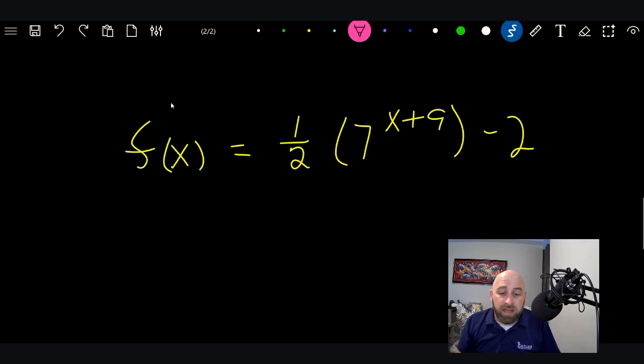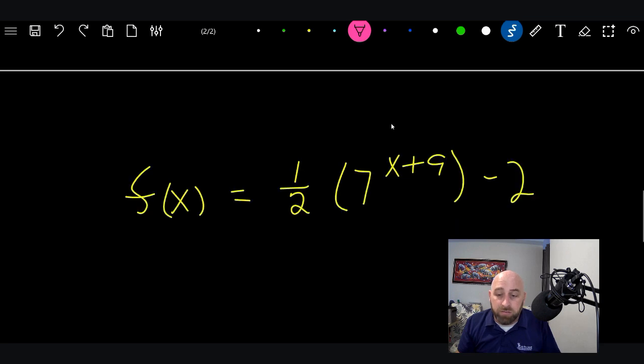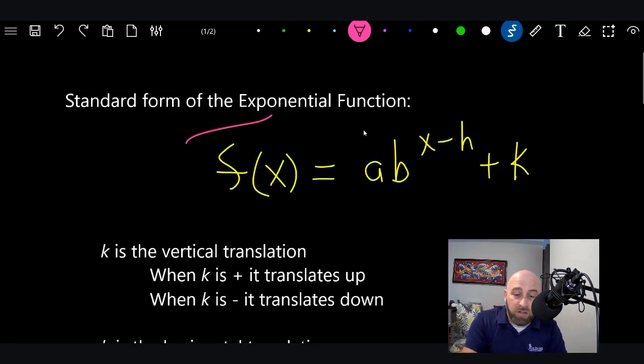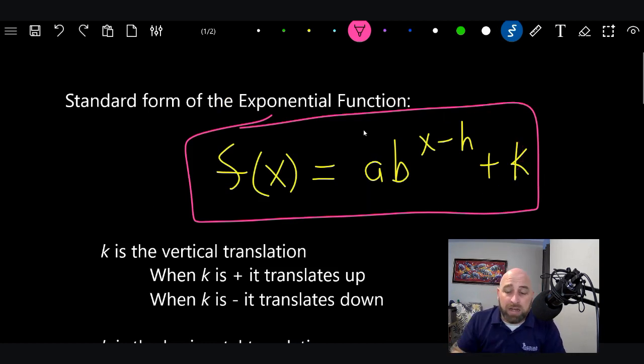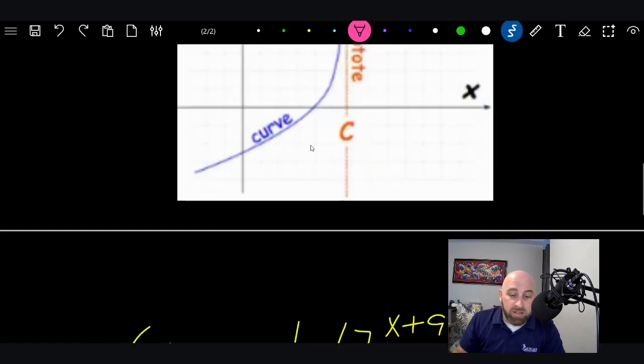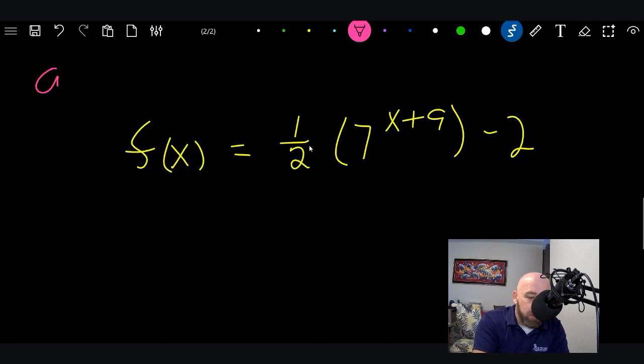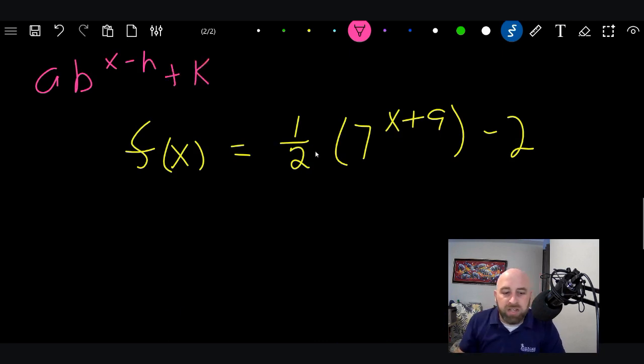The function f of x equals 1/2 times 7 to the x plus 9, minus 2. Well, really the key here is that we have to remember what is the parent, what is the standard form. So let's take this standard form, really just this part is the part we're worried about, and write it down there so that we can reference it. So we have a b to the x minus h plus k. All right, so there's our standard form. Each one of those things does something else.